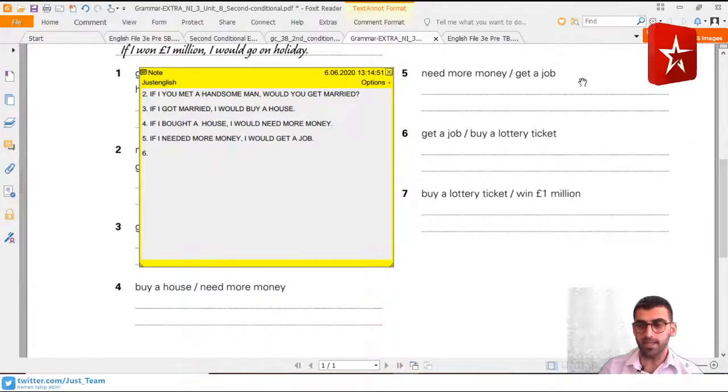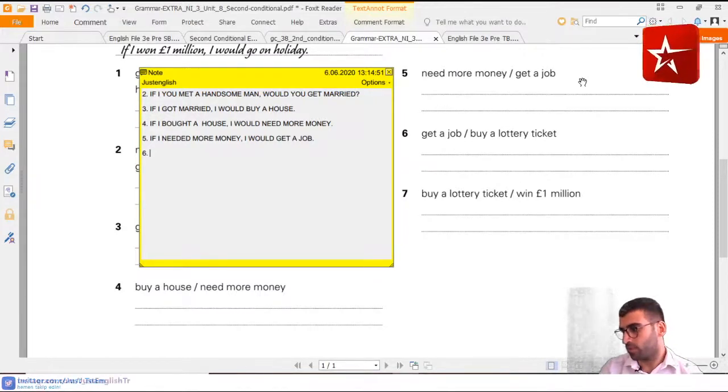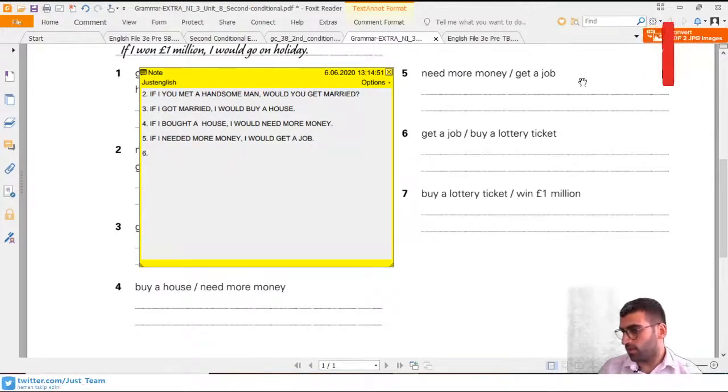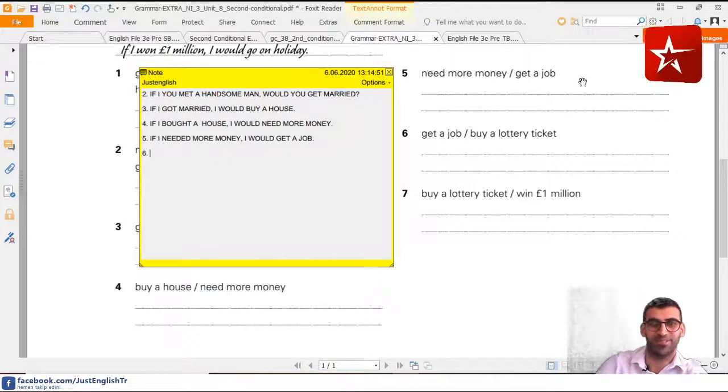And number 6, guys, what should we write for number 6? Get a job, buy a lottery ticket. Wanted, Azme says wanted. If I wanted to buy a house, I would need more money. Yes, Azme. Needed, wanted, yes. If I got a job, I would buy a lottery ticket. Maybe I wouldn't buy a lottery ticket.